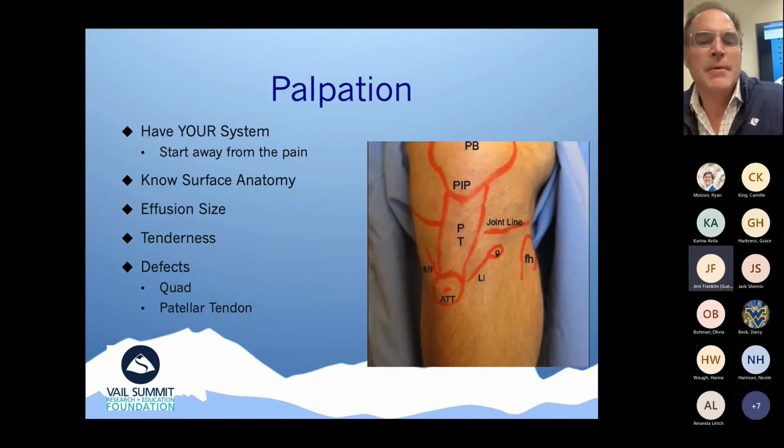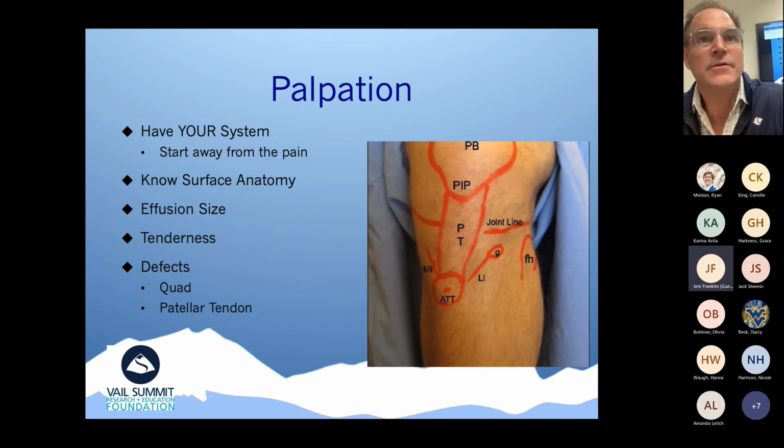So, palpation, you got to have your system. You'll learn my system when you're in my clinic. You'll learn other people's system when you're in other people's clinics. You need to know your surface anatomy, and surface anatomy is a grossly underemphasized part of this. You need to know where the patella is, where the tibial tubercle is, where the medial joint line is, where the fibular head is, where the medial epicondyle is, or the lateral epicondyle is, and that's the definition of surface anatomy.